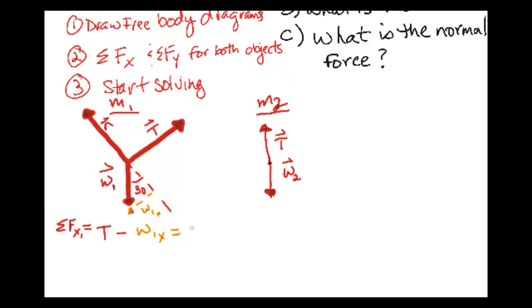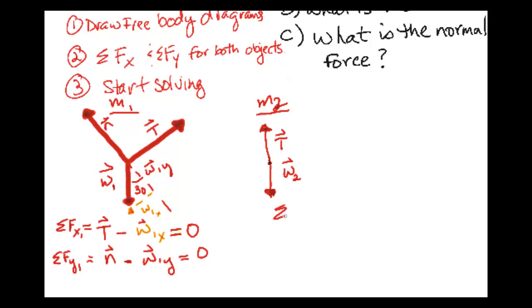And I said constant velocity in the problem, right? So it should be equal to 0. And then the sum of the forces in the y direction for object 1 would be the normal force, which is in positive y, and then minus the y component of the weight. That again will also equal 0.